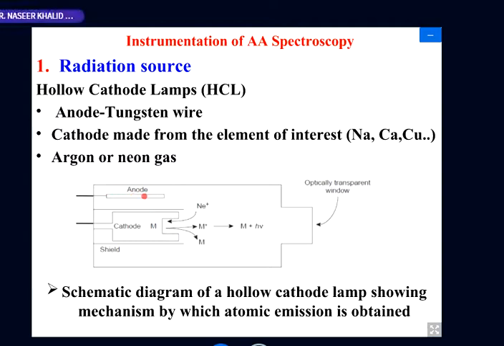We have tungsten, the anode, which is the positive one, and this is the cathode, the negative one. What is happening? There is a high potential between these positive and negative electrodes. Neon gas is present within this, and due to the high potential, the neon is ionized.